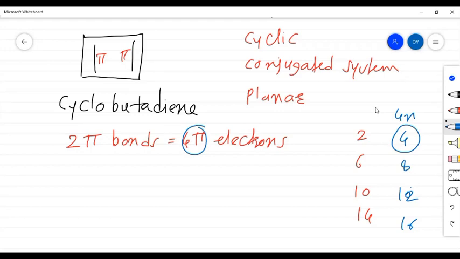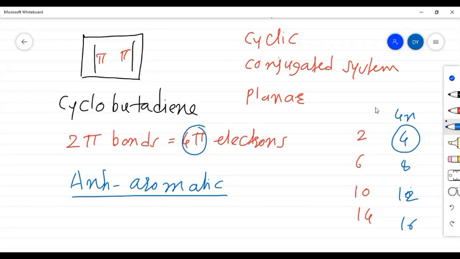And that's why cyclobutadiene is anti-aromatic. Okay, I hope everyone gets the idea of what an anti-aromatic compound is. Aromatic compounds and anti-aromatic compounds follow the first three rules: cyclic, conjugated system of double bonds, and planar, but anti-aromatic compounds do not follow Huckel's rule of aromaticity.